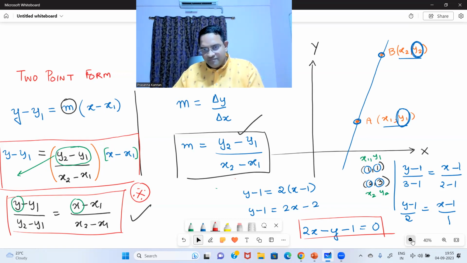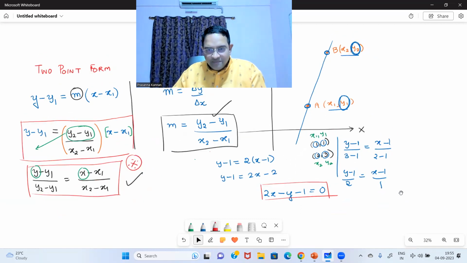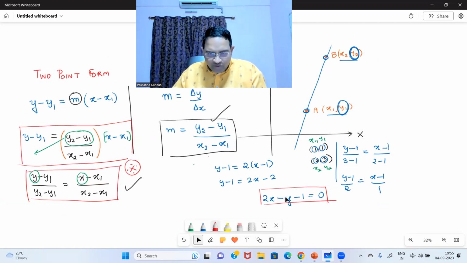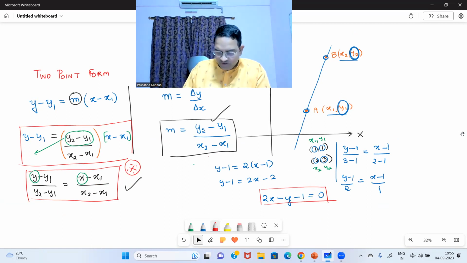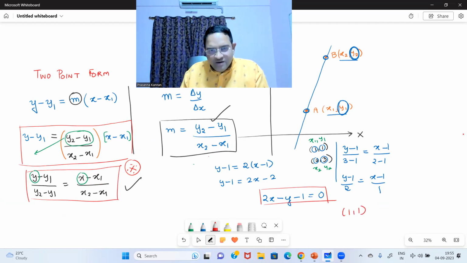Is my answer correct? Let's verify. How do you verify your answer? Because these 2 points lie on this line, they must satisfy this equation. First, let's check for the first point. What is the first point? 1, 1. Wherever x is there, substitute 1. Wherever y is there, substitute 1. So what do you get?